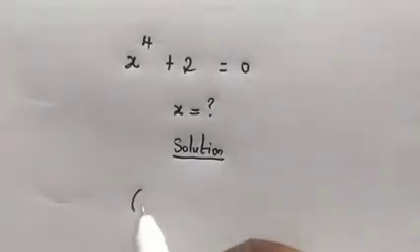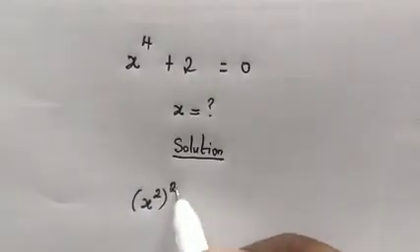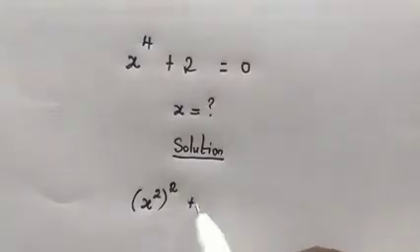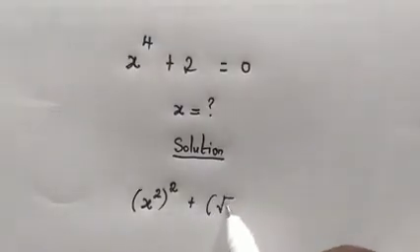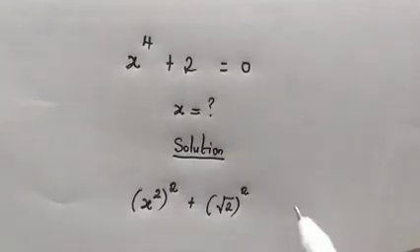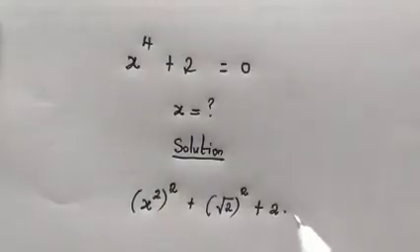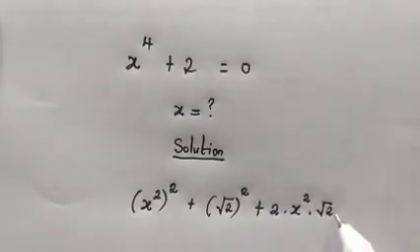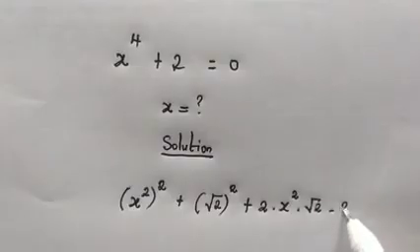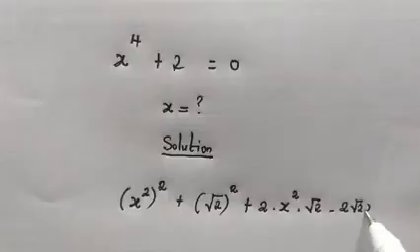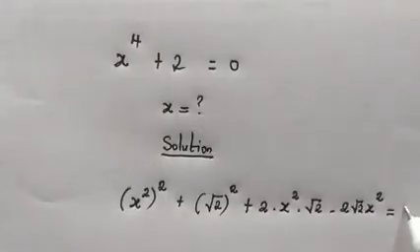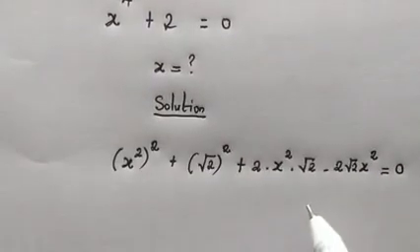4, which we can rewrite as (x squared) whole squared, and then plus 2 is the same as (root of 2) whole squared. Let us keep watching because we're going to see a very nice magic here. Okay, so here if I add 2 multiplied by the x squared, then multiply by root 2 squared, then I'm going to subtract 2 root 2 x squared, then I'm going to let everything equal 0. But did you realize something?